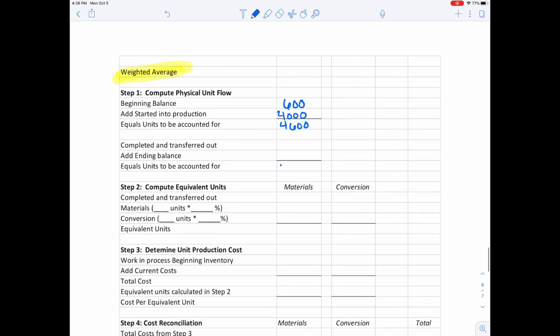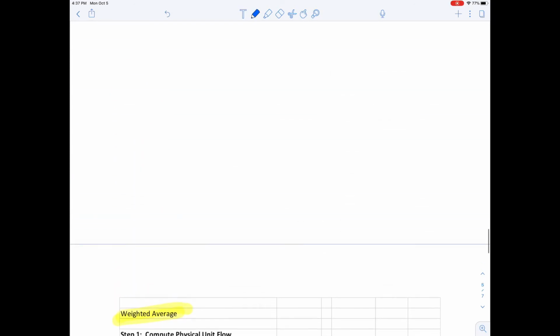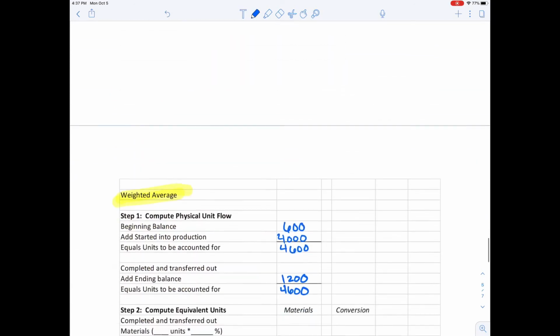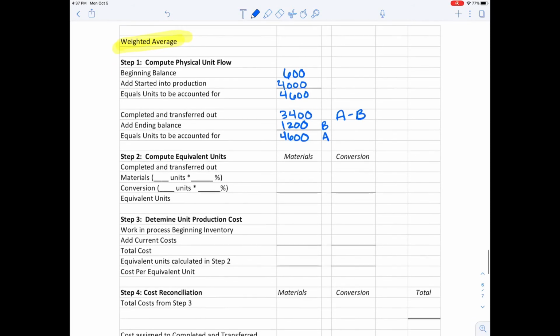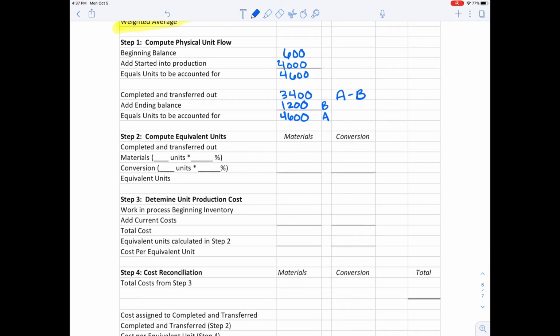Now the completed and transferred out, I know I need to account for 4,600. I want to know how much was completed and transferred. They tell me my ending inventory was 1,200. Right there. So that means I can take A minus B and get to my completed and transferred out number, which is 3,400.